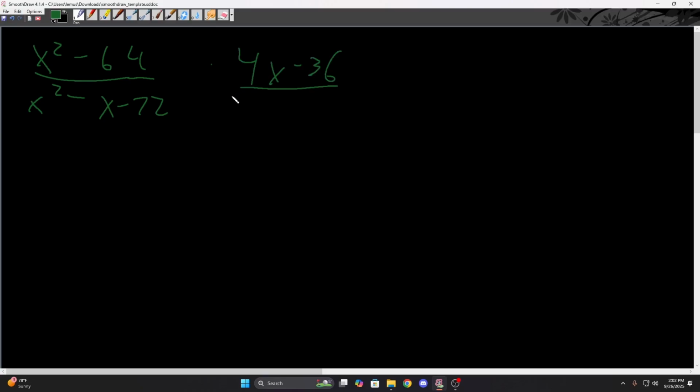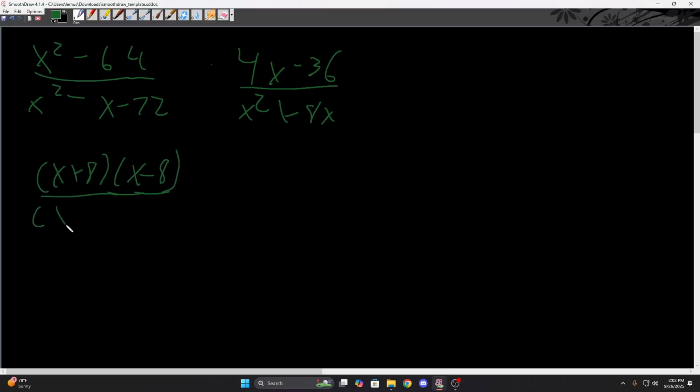Okay, so for this question, it's x squared minus 64 over x squared minus x minus 72 times 4x minus 36 divided by x squared plus 8x. You're going to factor it out first. This is difference of two squares. So that's x plus 8 and x minus 8.